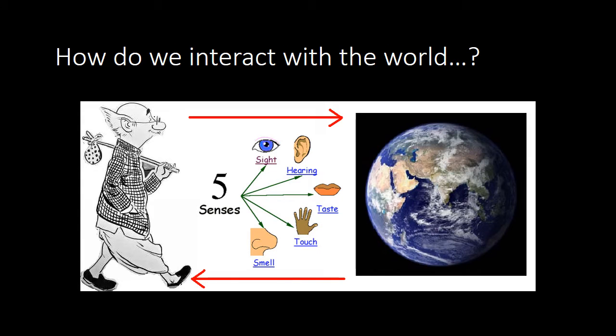So let's consider this. How do we interact with the world? We use five senses, namely sense of sight, hearing, taste, touch, and smell to receive information from outside the world. Our brain processes those signals and sends outputs to the muscles of the body parts to accomplish the task.